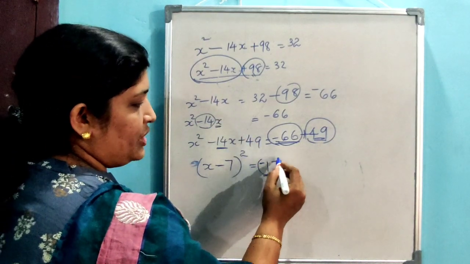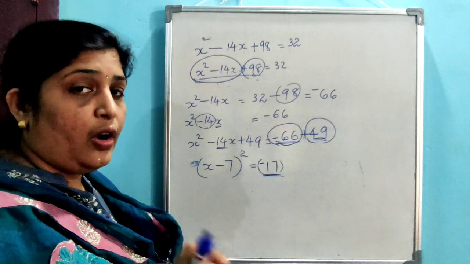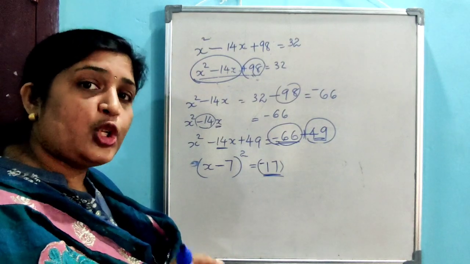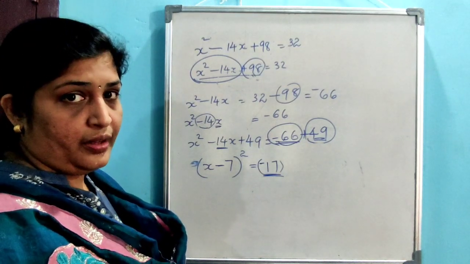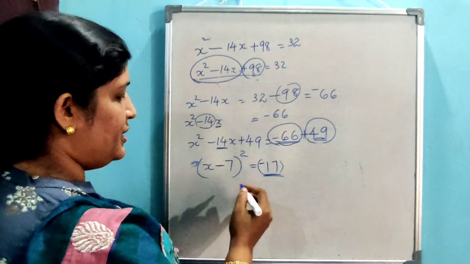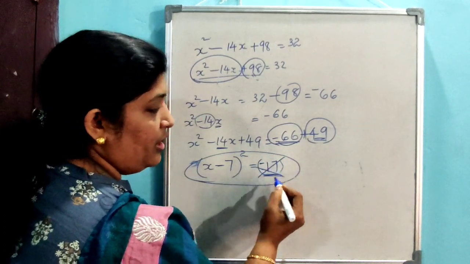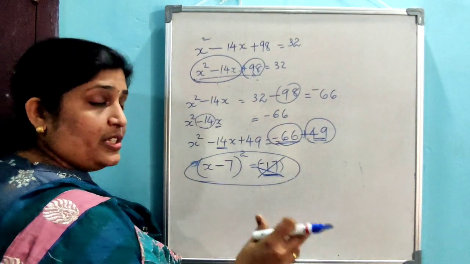There are no such numbers whose square is a negative number. Negative numbers have no square roots. We cannot find the square root of this negative 17.